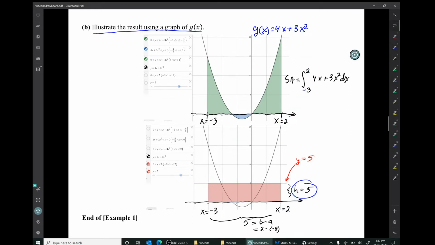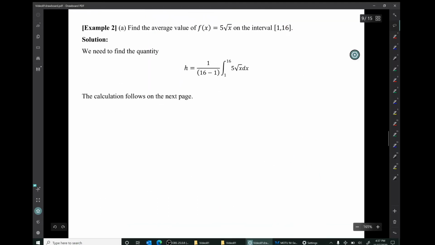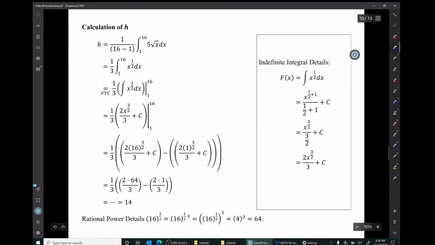Let's go on. Example 2. Find the average value of this function, f of x equals 5 square root of x, on this closed interval from 1 to 16. Well, the solution is we again need to find that quantity h. To find h, we find the definite integral of little f of x on the interval from 1 to 16, and we divide by b minus a. That is, we divide by the quantity 16 minus 1. That calculation is on the next page.